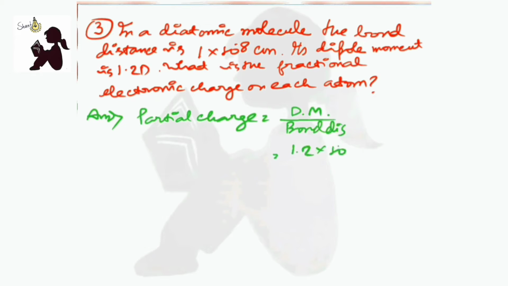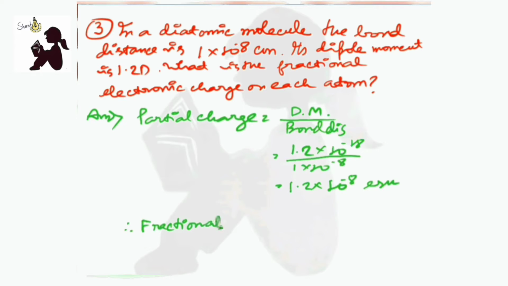So 1.2 into 10 to the power minus 18 by 1 into 10 to the power minus 8. So it will be 1.2 into 10 to the power minus 10 ESU, partial charge. So from here, what will be the fractional charge? Because we know that to get the fractional charge, we just have to divide it by 4.8 into 10 to the power minus 10.